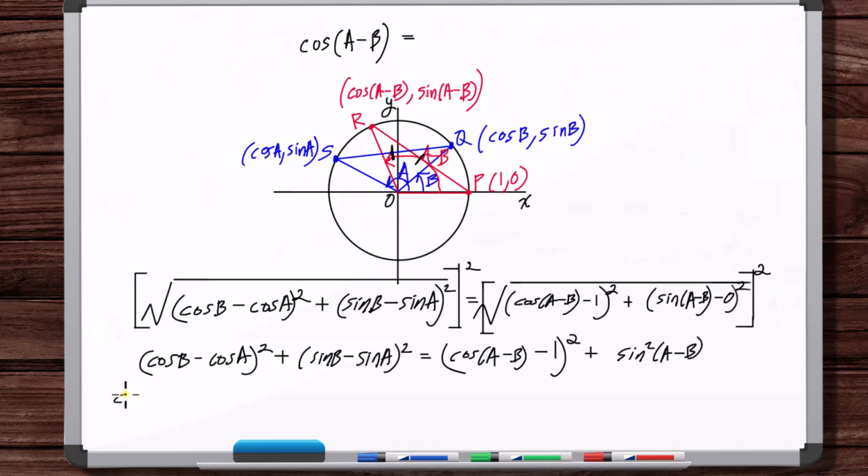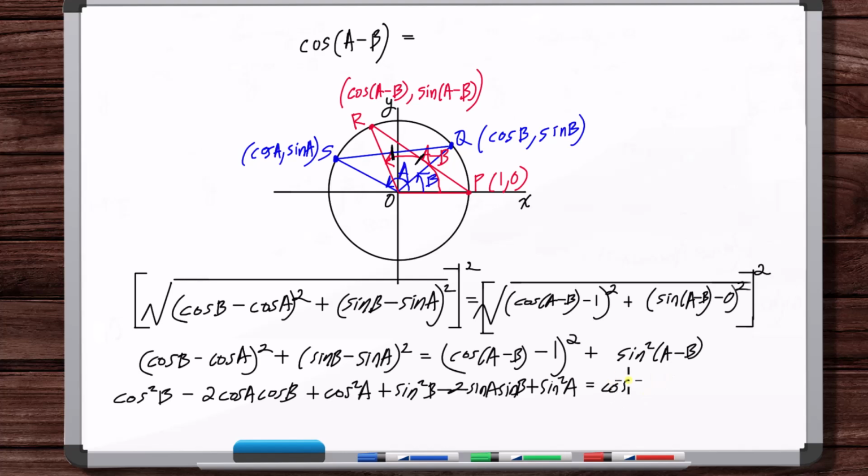So this is going to be cosine squared of B, minus cosine A cosine B, minus cosine A cosine B, so minus 2 cosine A cosine B, and then plus cosine squared of A. And then we're going to have sine squared of B, minus 2 sine A sine B, plus sine squared of A. All right, then we'll have cosine squared of A minus B, minus 2 cosine of A minus B, plus 1, and then plus sine squared of A minus B.